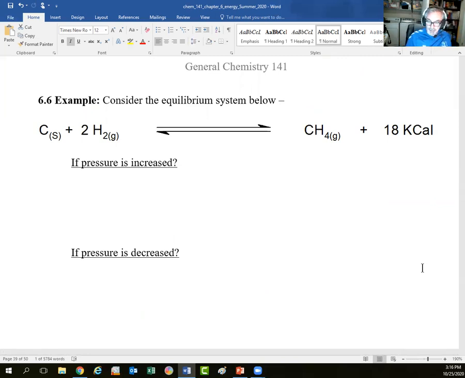Okay, I guess we're back, or people have unpaused again. If we look at this first one, so increasing pressure. Remember that increase in pressure is like a decrease in volume. So if we've got less space, less volume, the reaction is going to favor the one producing the least moles of gas.